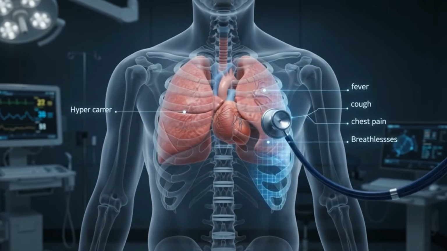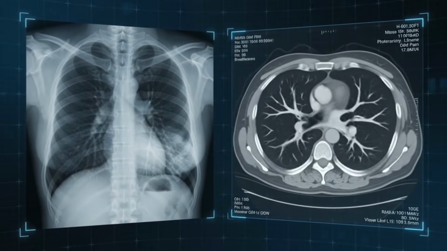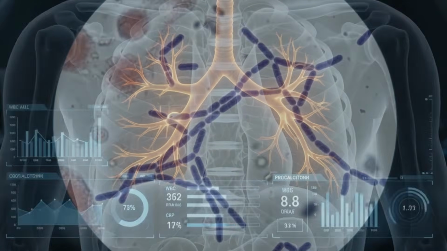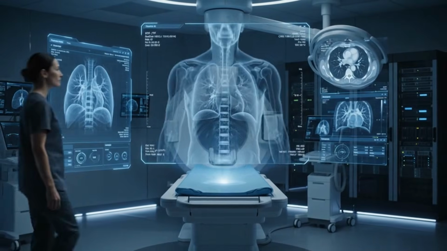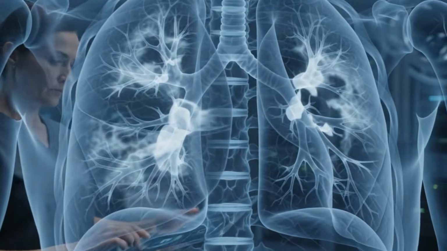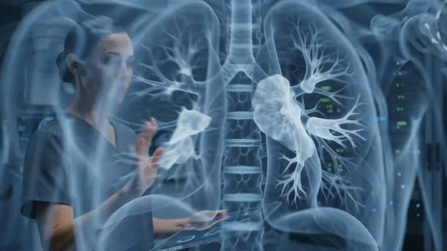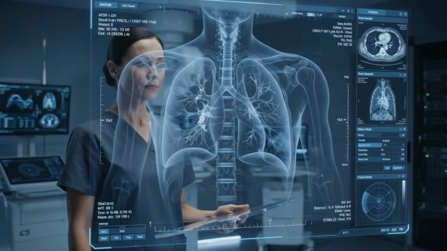Chest X-ray or CT scan, blood tests, sputum analysis, oxygen saturation, and microbiological cultures are used to identify the infection and guide treatment. CT scans clearly reveal inflamed lung tissue and fluid-filled areas, known as pulmonary consolidations.